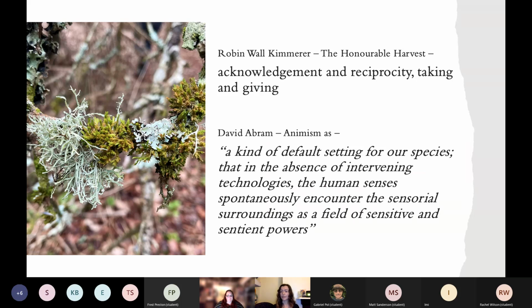Ecologist David Abram notes that animism is a common thread throughout traditionally oral Indigenous cultures. He proposes that cultures that developed written traditions may have modified what is a kind of default setting for our species, that in the absence of intervening technologies, the human senses spontaneously encounter the sensorial surroundings as a field of sensitive and sentient powers. He makes the case that whilst those of us from Western technology-infused cultures might like to think otherwise, human experience is rooted in participatory and animistic experience.